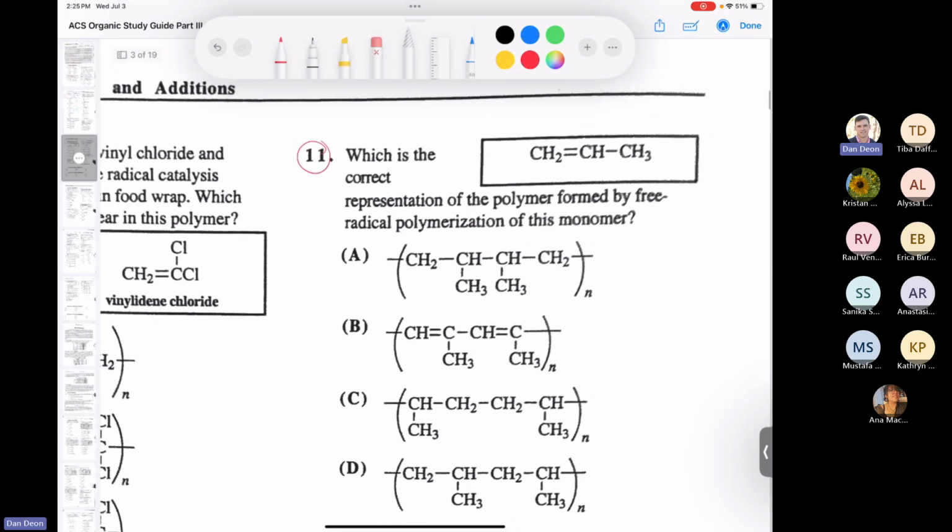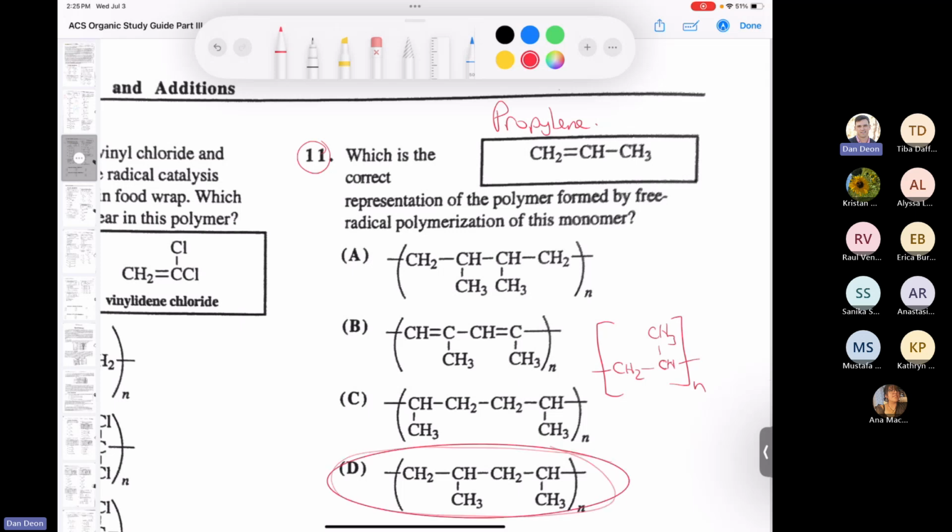So this is propylene, or propene, either way. But from that, we're going to make polypropylene, which is going to look like this. We're going to have CH2, CH3, right? This would be the repeating unit that we're going to have. And so we just look for that repeating unit, and we see that the repeating unit is this one here, is going to be D.